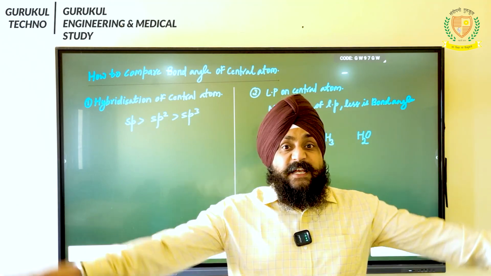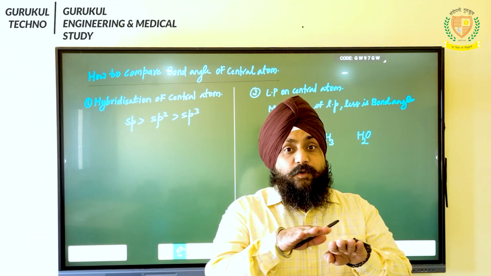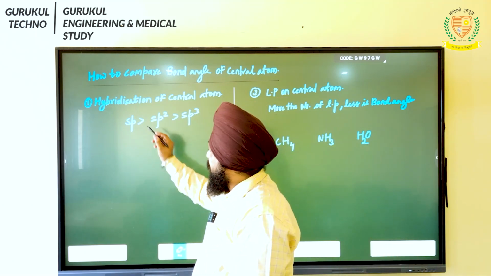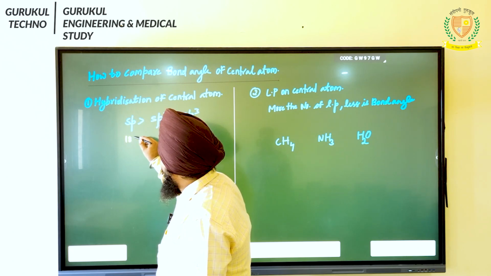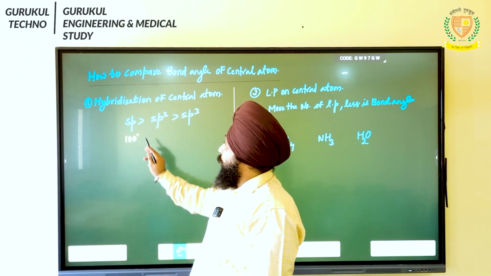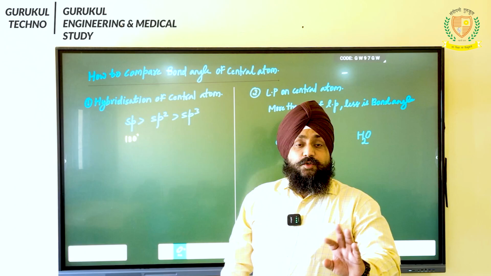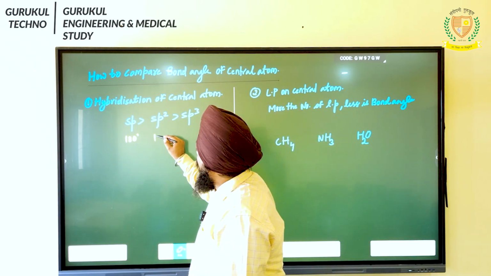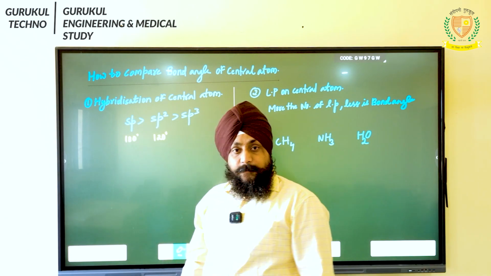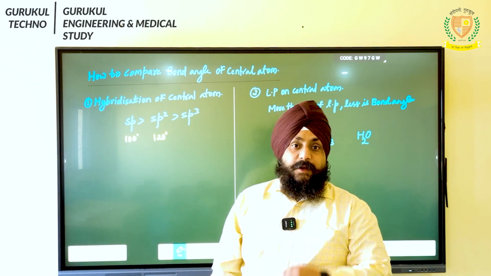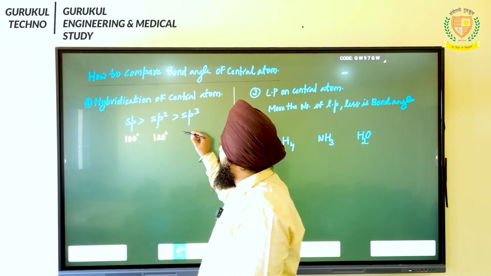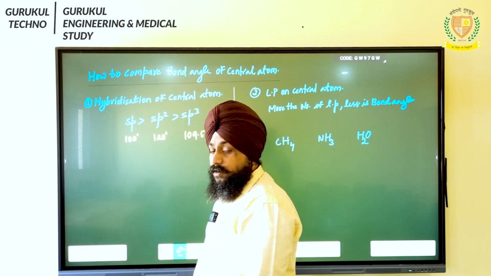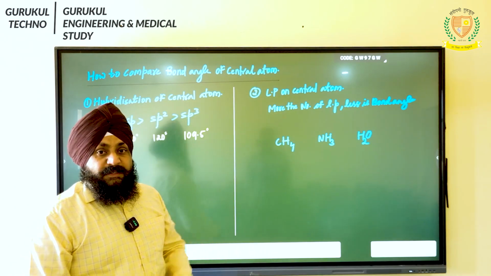If hybridization is sp, it is going to be linear. The bond angle is going to be 180. Okay, if hybridization is sp, so bond angle will be 180. So bond angle is maximum over here. See students, when we say it is sp2 hybridized, the bond angle will be 120. And if it is sp3 hybridized, the bond angle is going to be 109.5 degree.